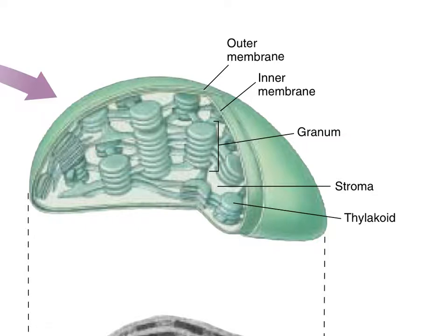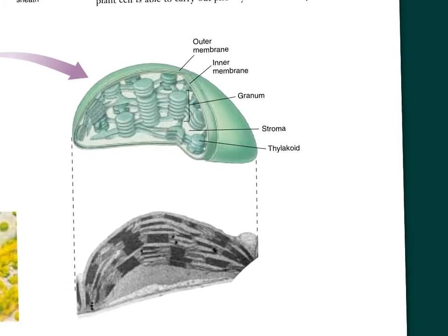We covered it a little bit already in your cell project earlier in the year. So a granum is a stack of these thylakoids. Just a stack. And there's an inner membrane here, and then there's an outer membrane. What is the thylakoid? The thylakoid is the membrane. Thylakoids.